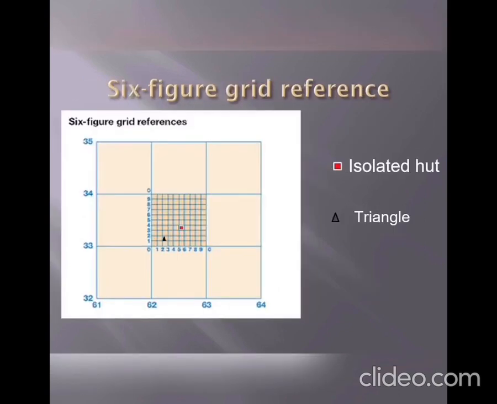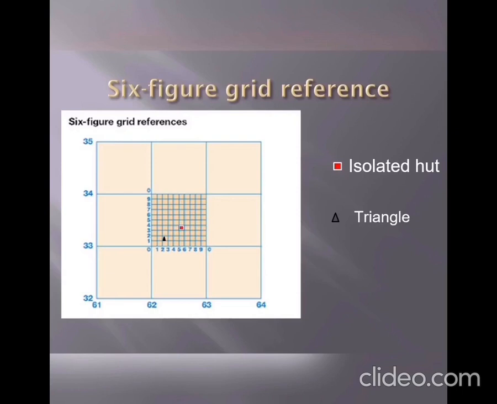Six-figure grid reference. In a six-figure grid reference, the first three figures are the eastings and the last three figures are the northings. To get the six-figure reference, divide the square into 10 equal parts vertically and then horizontally. You will now get the third figure in the easting and the third figure in the northing.